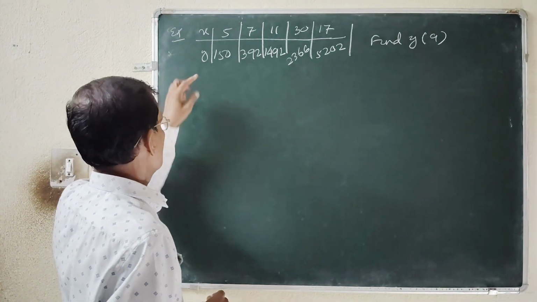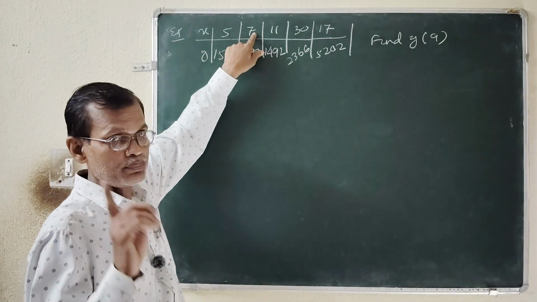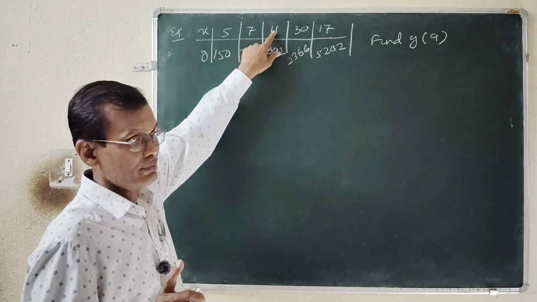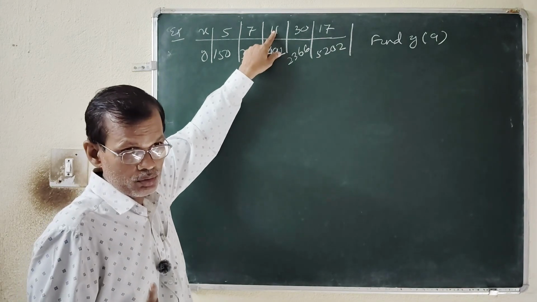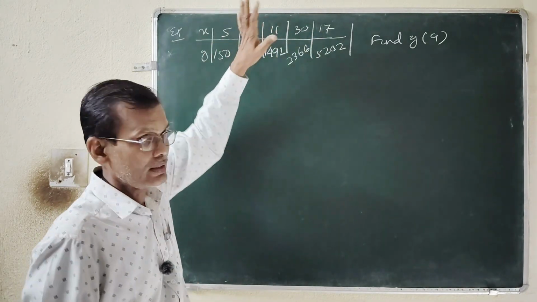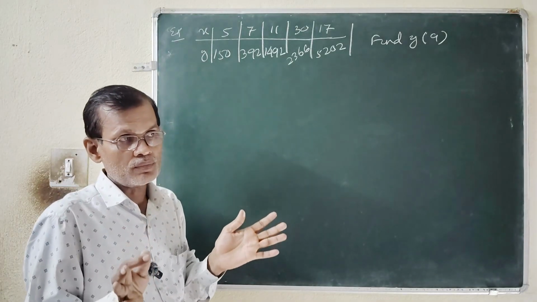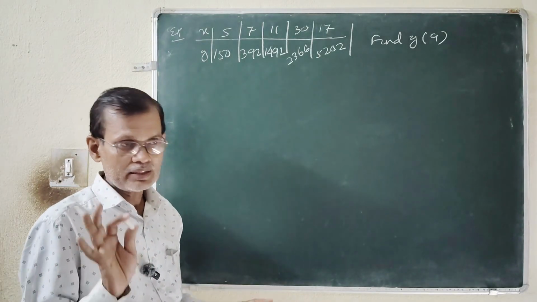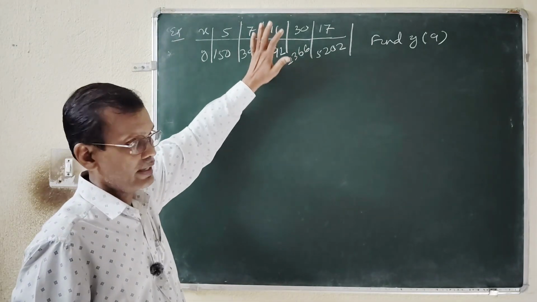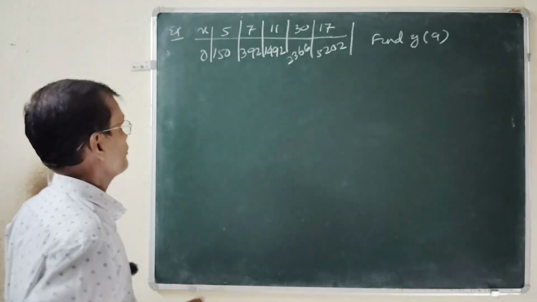First, observe the data of x. This is 5, 7, gap is 2, 7, 11, gap is not 2, right? That means the given data of x are not equispaced, meaning the differences are not the same. So it is not equally spaced data. That is why we can apply the Lagrange interpolation formula here. That is the most important part.